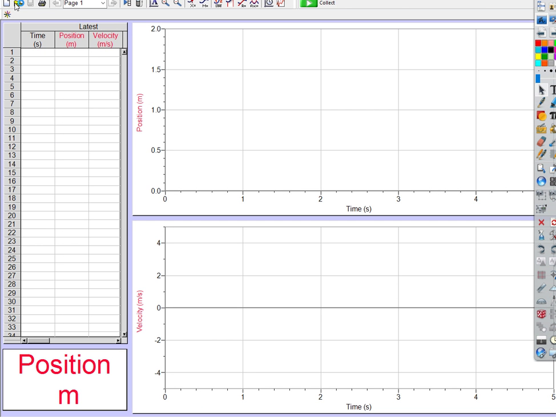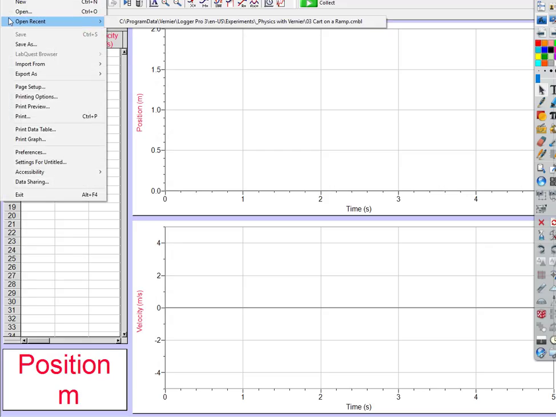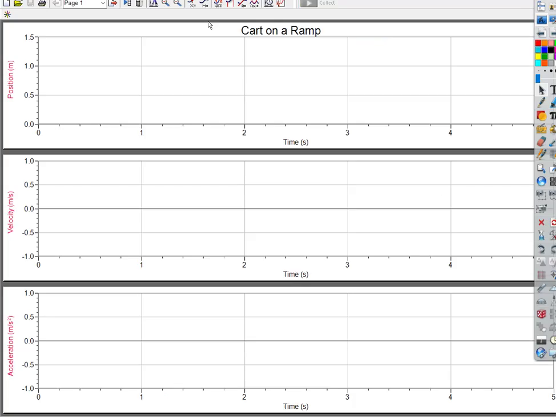and then from there, remember that we're going to go right to the experiment that we're using, right? So we'll go right into open recent, I bet I could do, right there, card on a ramp, right? And so it's going to open that. It says CMBL is the file type for this particular application. And there it is, right? So now it's all preset for us to take data.